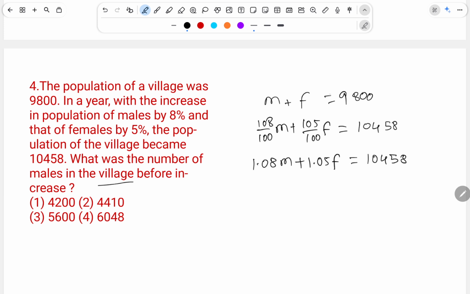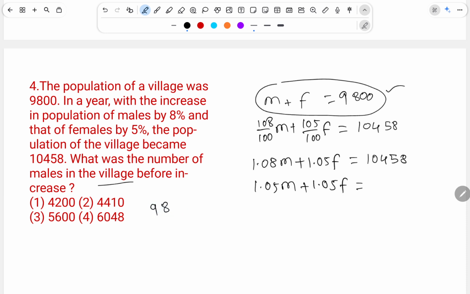Males, we need males, so we need to eliminate females. So this equation, if I multiply by 1.05, so 1.05 m plus 1.05 f is equal to 1.05 into 9,800. 98 into 2 zeros were there, na? So 1.05 becomes 105. See, I am going to show you the shortcut. 105 is 100 going more by 5, so plus 5. 98 is 2 less, so minus 2.